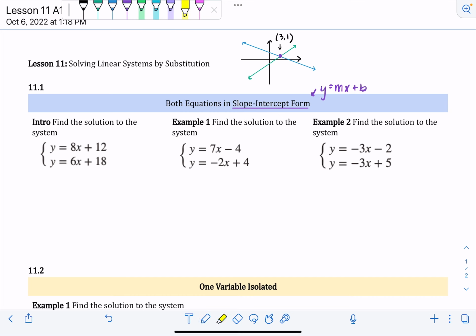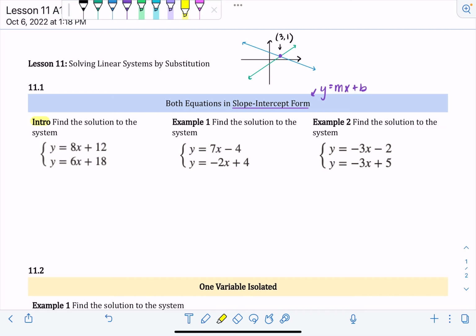So the first example where it says intro, we'll find the solution to the system y equals 8x plus 12 and y equals 6x plus 18. So think about what the word substitution, or substitute, means. It means to put something into another's place. So that's exactly what we're going to do here. We're going to put one equation into the other.